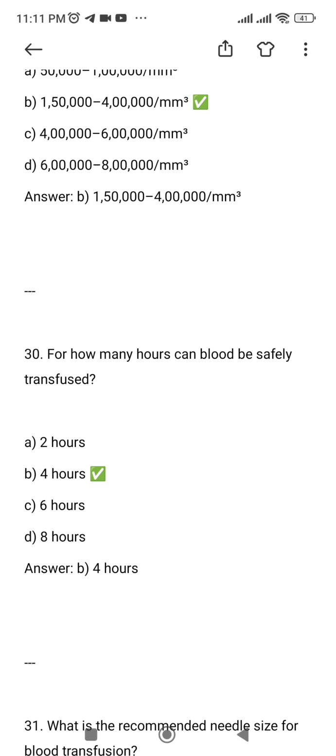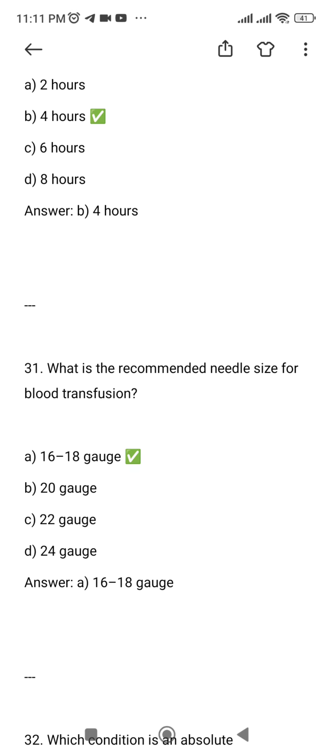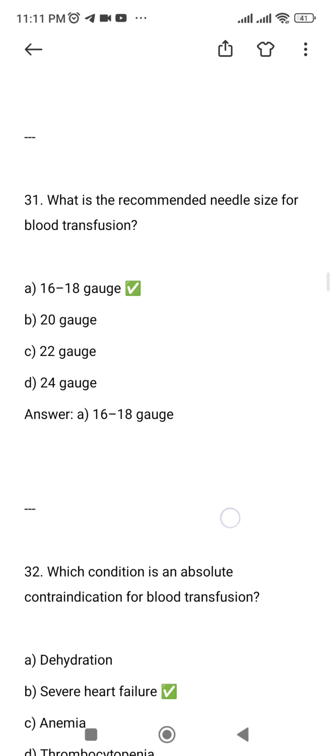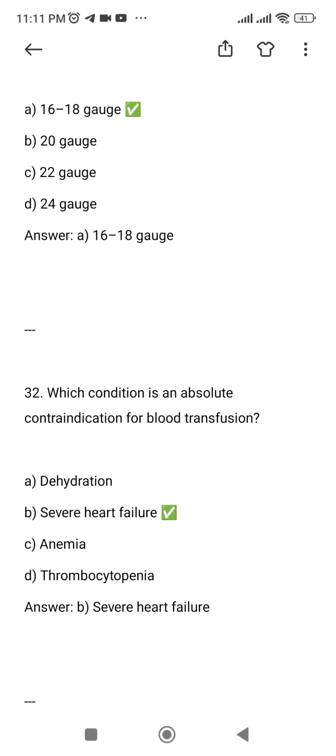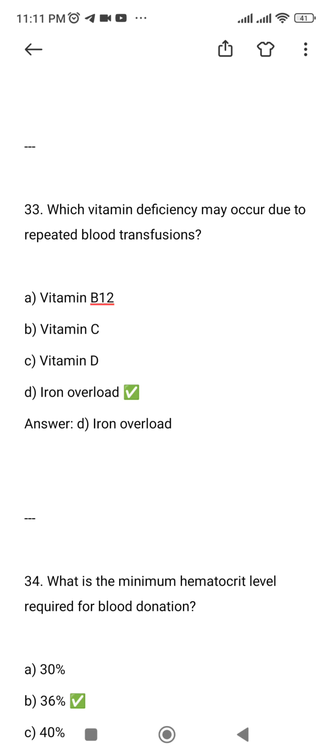For how many hours can blood be safely transfused? 4 hours. What is the recommended needle size for blood transfusion? 16 to 18. Which condition is an absolute contraindication for blood transfusion? Severe heart failure.